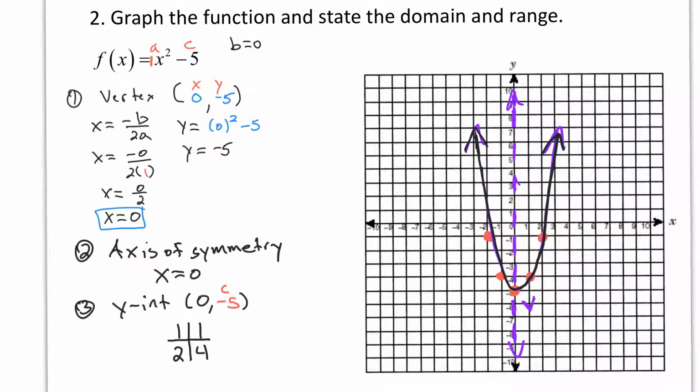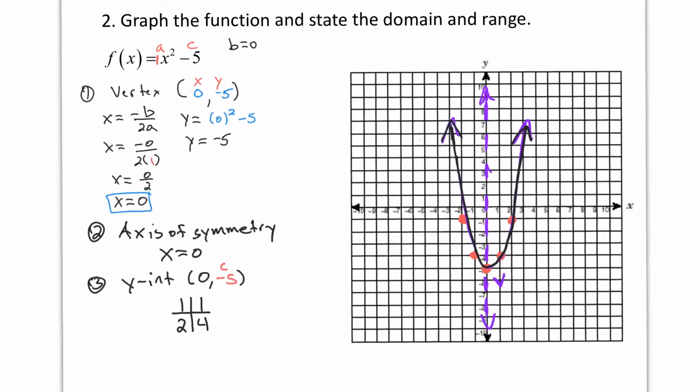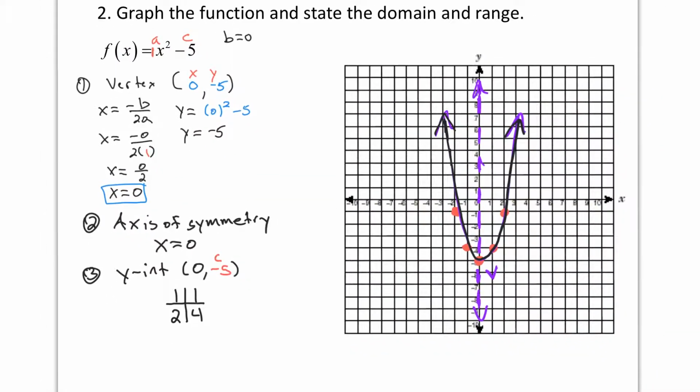The shape is a U shape. It's a parabola. We got the vertex right here. The vertex is the same as the y-intercept, and we have the axis of symmetry. Now, for the domain and range. Domain in a parabola are the x values. So we want to know what numbers actually work in that function. So in every parabola, any x value will work for that function.